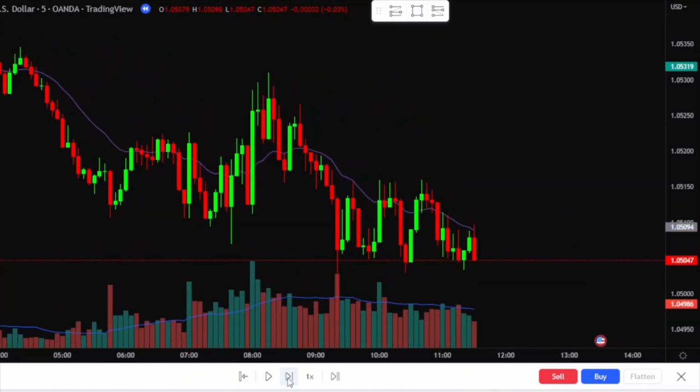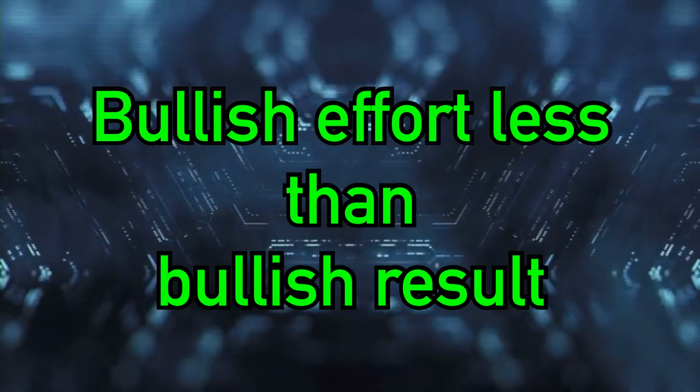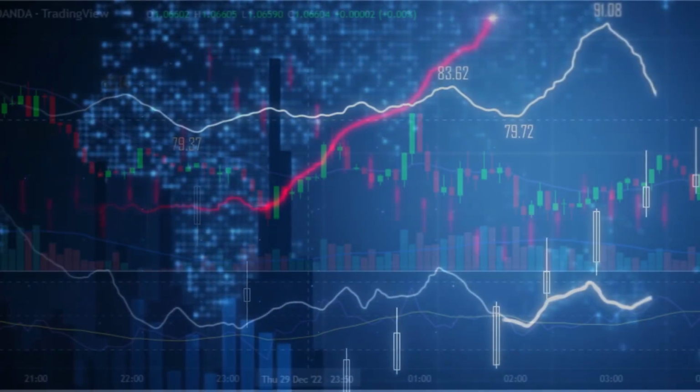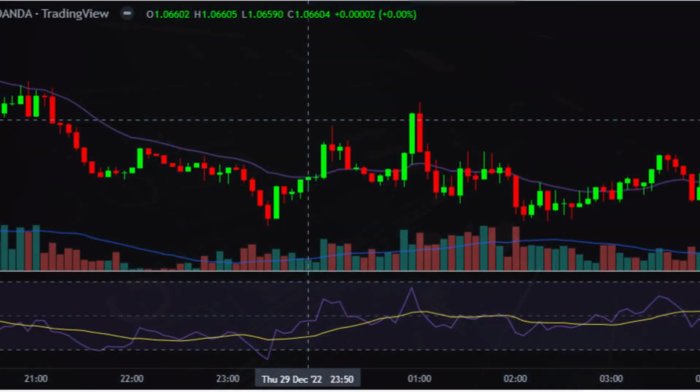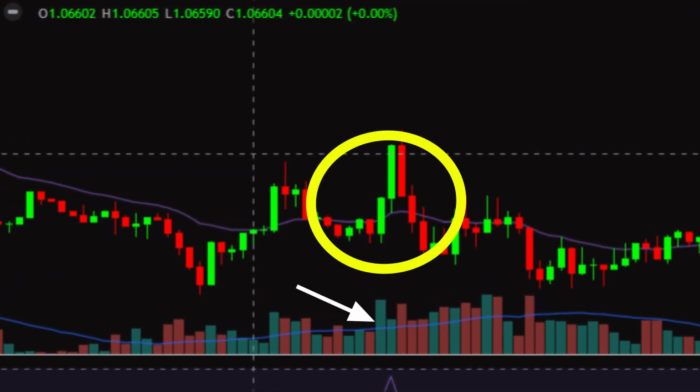Bullish effort less than bullish result. This is where the spread is larger than the previous candle spread, but its volume is lower than the previous candle's volume, and the divergence between price and volume signifies that the market will reverse soon.